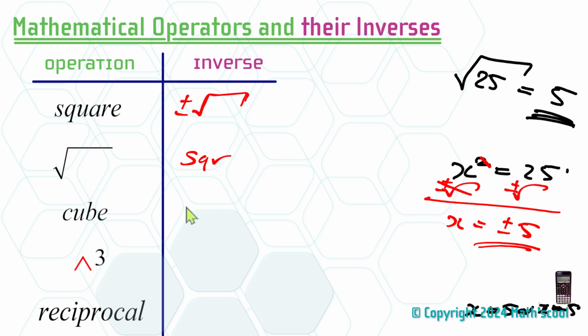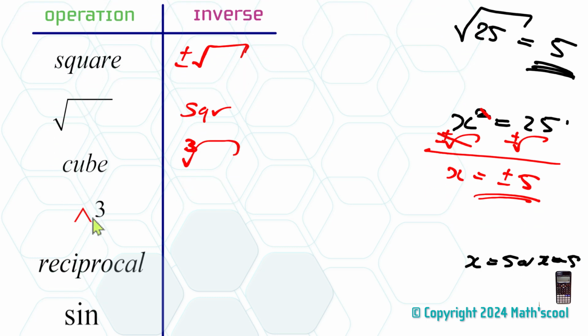The opposite of cube is cube root, and you don't have a plus or minus this time. If you did fourth power, then you would have a plus or minus again. But for fifth power again, you wouldn't. This says to the power 3, and to the power 3 is the same as cube. So the opposite of that would be cube root.